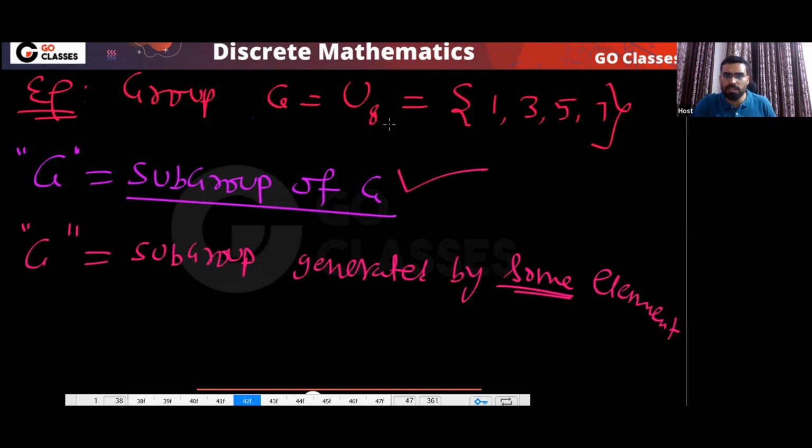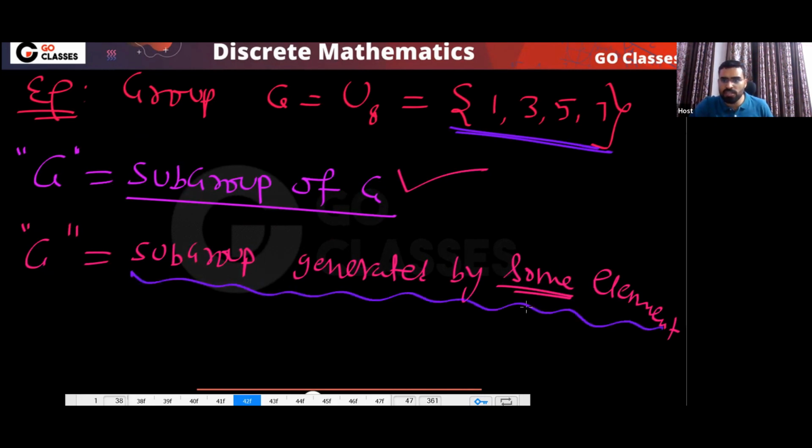See, G is a subgroup. Yes, this is a subgroup. But can I say that G is equal to the subgroup generated by some element? The answer is no. There is no element which can generate this subgroup. This subgroup cannot be generated by any element. So remember, this G is a subgroup, but it is not a subgroup generated by some element.